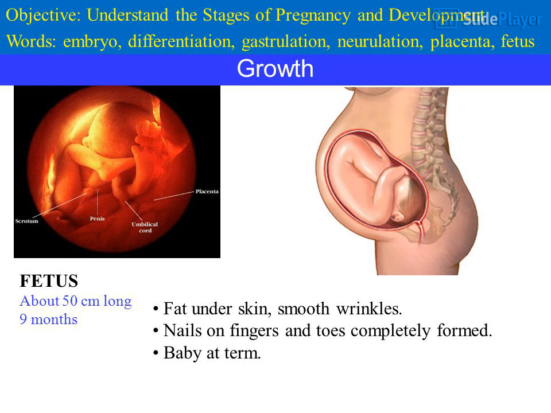Growth. Fetus. About 50 centimeters long. 9 months. Fat under skin, smooth wrinkles. Nails on fingers and toes completely formed. Baby at term.